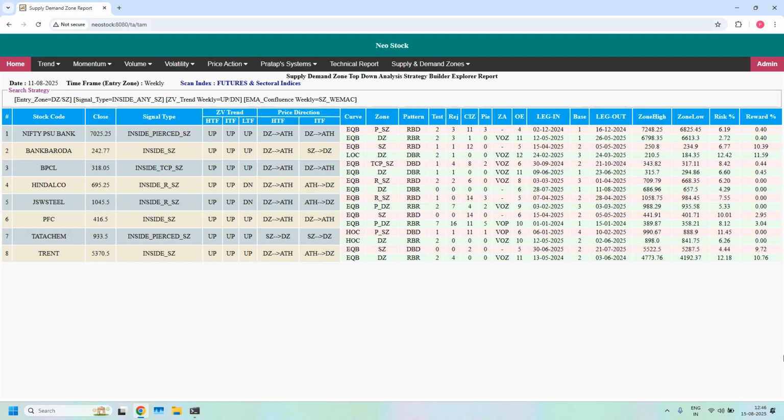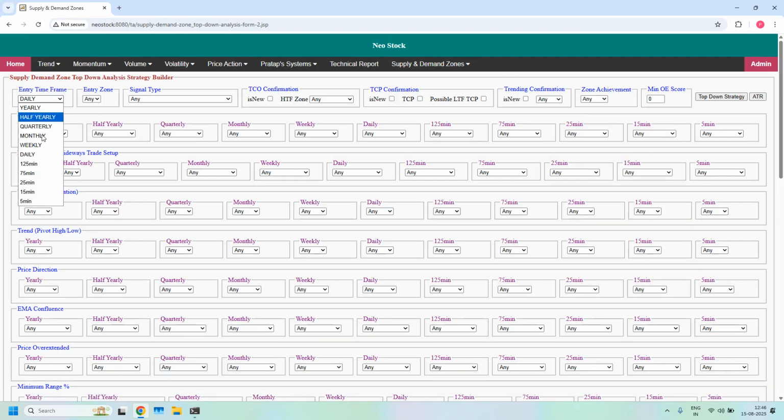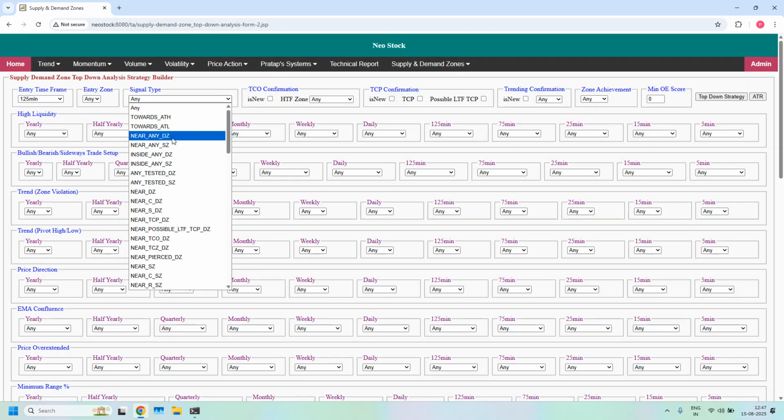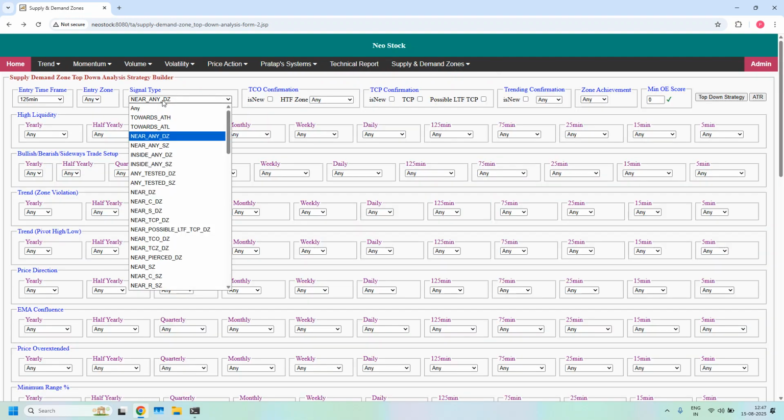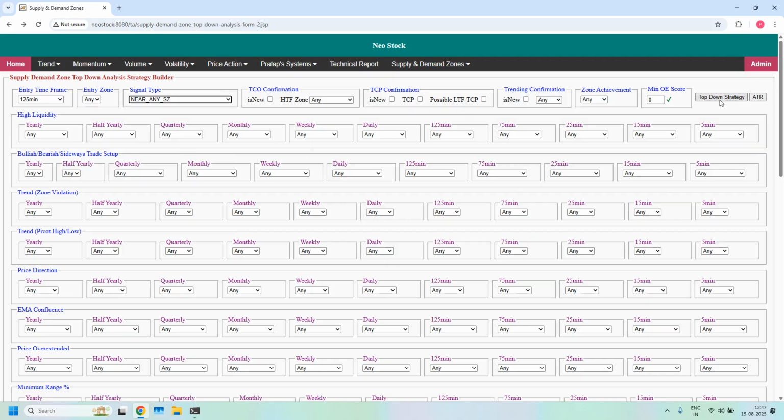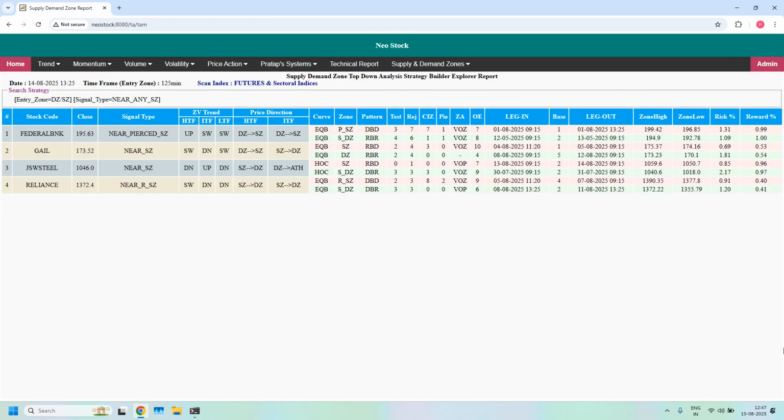So this is about weekly time frame. Next time frame daily already generated in the beginning of the report. So the next time frame is 125 minutes. Stocks near to the 125 minutes demand zone, we got 7 stocks. Okay, next stocks near to the 125 minute supply zone, we got 4 stocks.